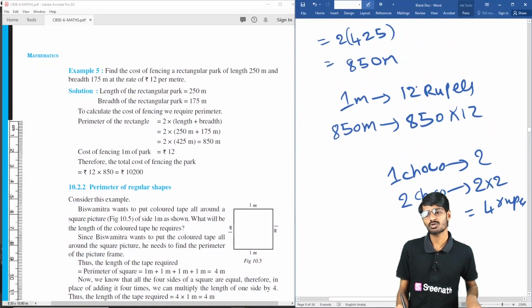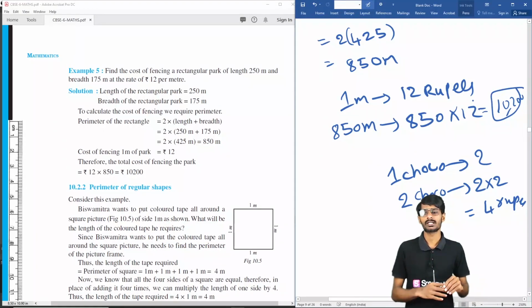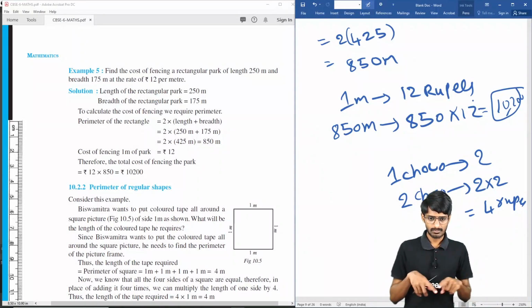For 1 meter it is 12 rupees. For 850 meters it is 850 into 12 now. How much cost is it? It is 10,200. So this 10,200 is the cost to build the fencing.